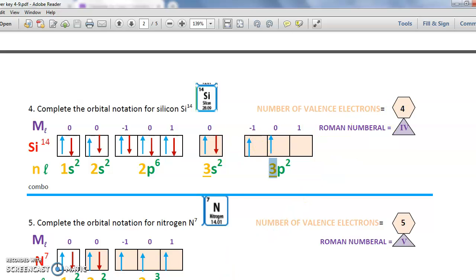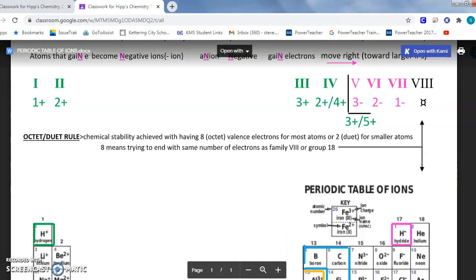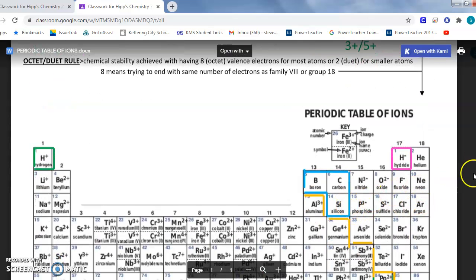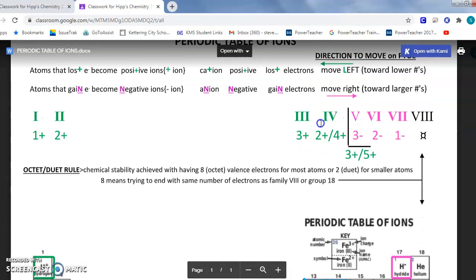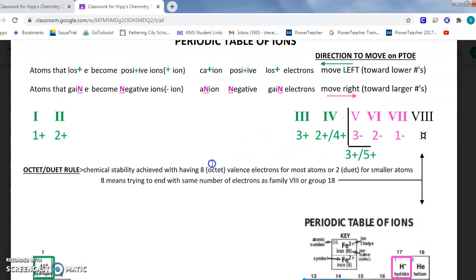What's the Roman numeral above silicon? I go to my periodic table of ions. There's silicon. I shoot upward, Roman 4. Once again, the valence electrons are equaling the Roman numeral for these elements that we are now looking at.